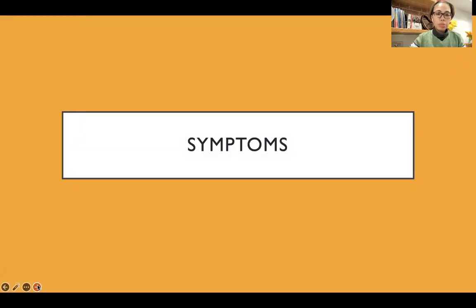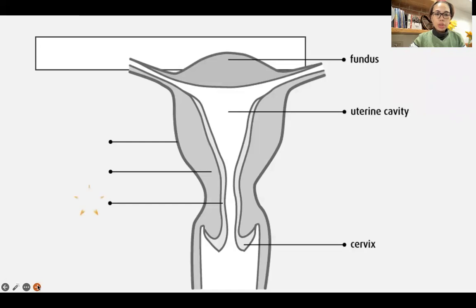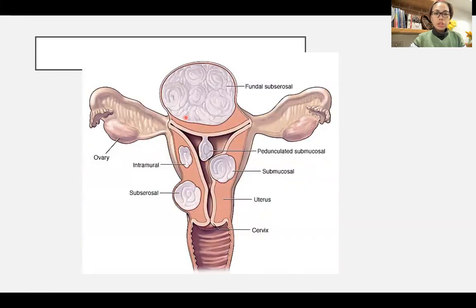So how does leiomyoma present? Again, it depends on the location. Either it's submucosal, intramural, or within the myometrium, or subserosal, beneath the serosal layer. Here are illustrations of myoma depending on the location. It can be a pedunculated submucous myoma, it can be purely intramural, or it can be a large fundosubserosal myoma, or it can be a subserosal myoma with an intramural component.